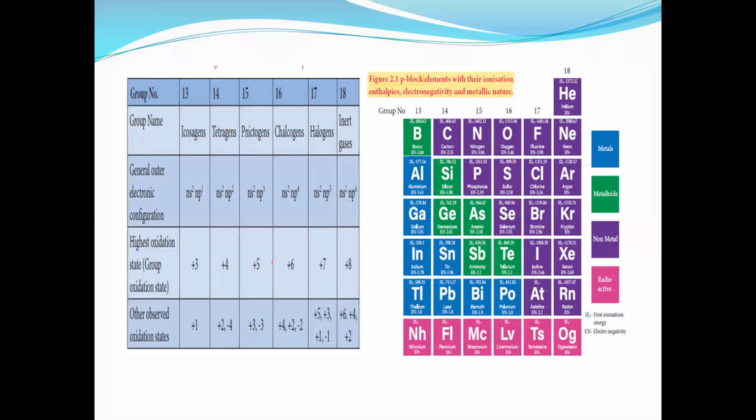For example, take nitrogen. Its electronic configuration is 1s2, 2s2, 2p3. It releases its 5 electrons, so we call it the +5 oxidation state. In oxygen, the electronic configuration is 1s2, 2s2, 2p4, and it has the +6 oxidation state.